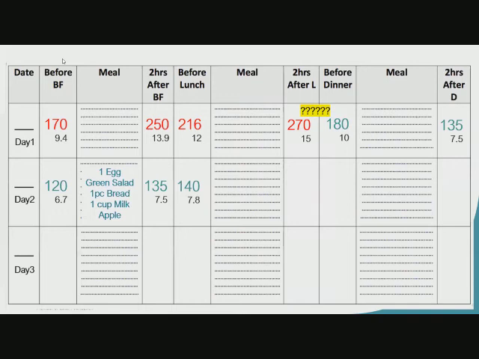So as we can see here, those readings, 135 and 140, are okay. And then he had lunch, which contained fish, potatoes, pasta, and 2 pieces of bread. And then after 2 hours from lunch, the sugar was 250. So this is high. This is higher than 180.